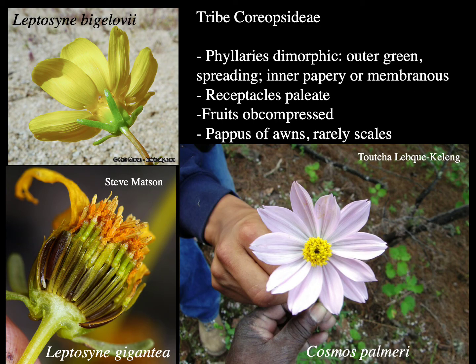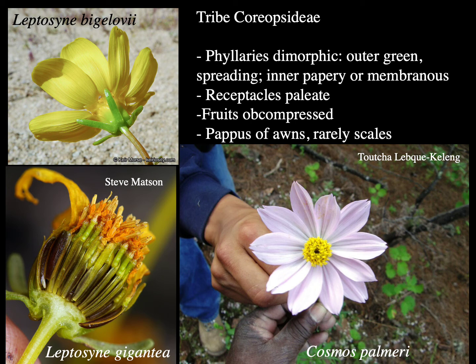So the Coreopsideae are the third major group of, this is the second major clade of the Heliantheae Alliance that we've talked about today. The second of the ones also that have paleate heads primarily. And this is a group that includes roughly 550 species in about 30 genera. And these are predominantly subtropical dryland plants, getting down into some wetter habitats in the southern part of the range for sure, as in this Cosmos palmeri shown here in the lower right.